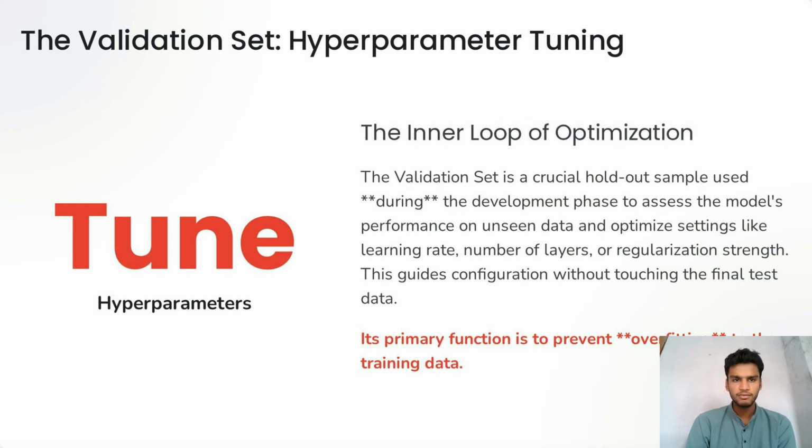The second set is the validation set, hyperparameter tuning, the inner loop of optimization. The validation set is a crucial holdout sample used during the development phase to assess the model's performance on unseen data and optimize settings like learning rate, number of layers, or regularization strength. This guides configuration without touching the final test data. Its primary function is to prevent overfitting to the training data.